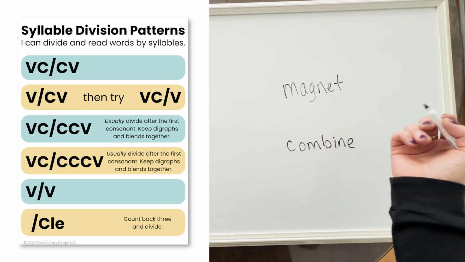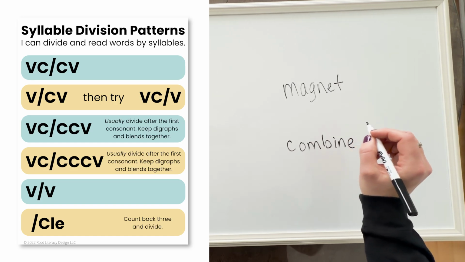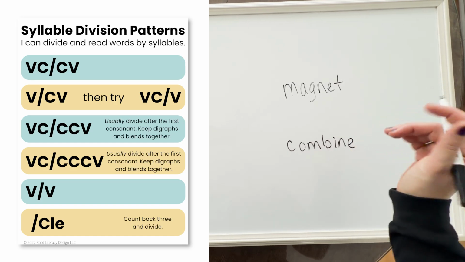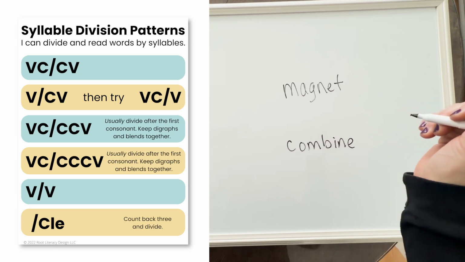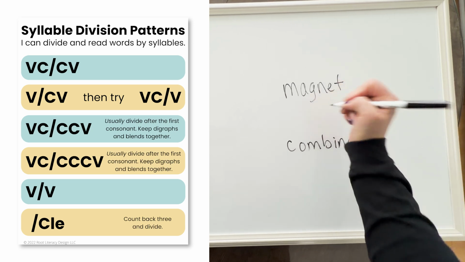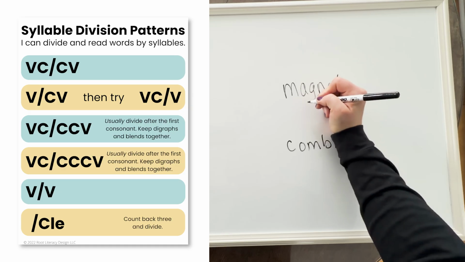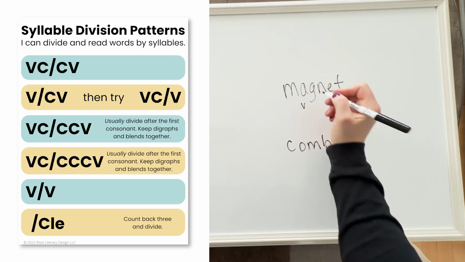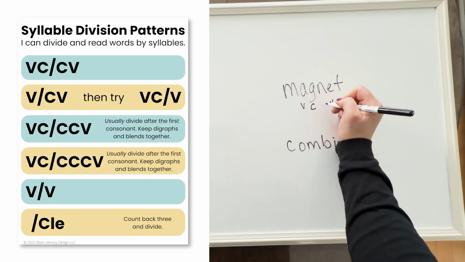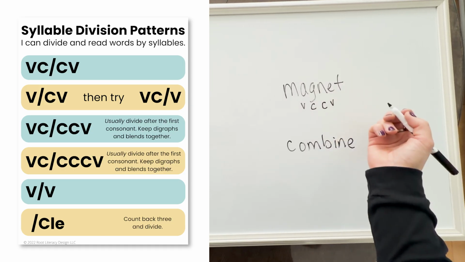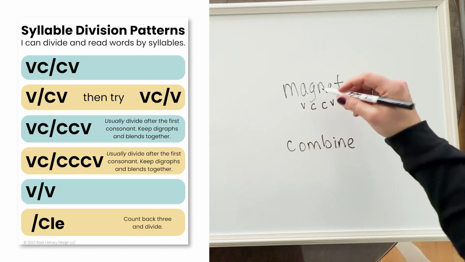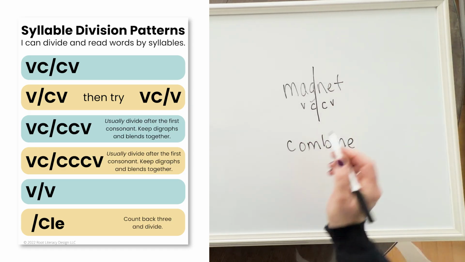So the first syllable division pattern that we're going to be learning is when you have a vowel followed by 2 consonants and then another vowel. We call this the VCCV. So the first thing you're going to do is teach students to mark the vowels that make a sound and look between them and mark what they see. I see a G, that's a consonant, an N, that's a consonant. And as our poster shows us, when you see this pattern, you always divide between the 2 consonants.